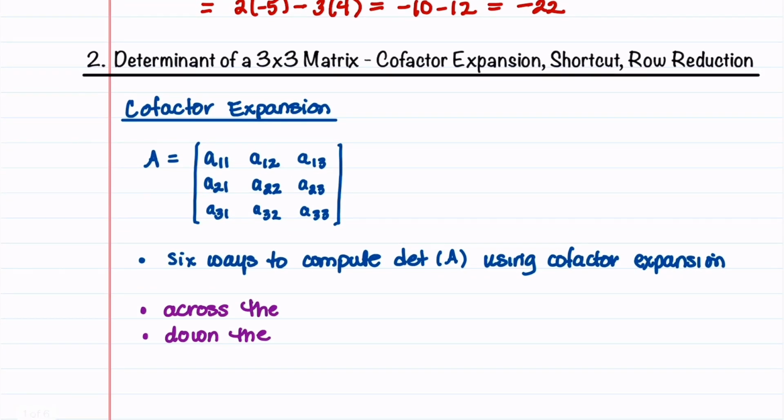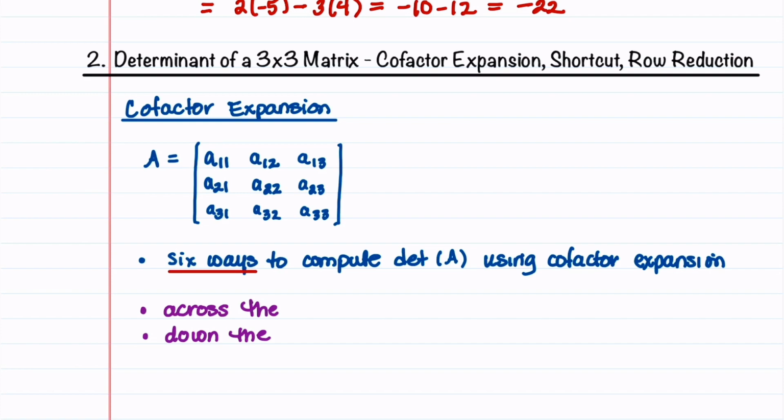Let's now learn how to calculate the determinant of a 3x3 matrix using the methods of cofactor expansion, shortcut method, and the method of row reduction. We'll start with the method of cofactor expansion. There are 6 ways to compute the determinant A using cofactor expansion.